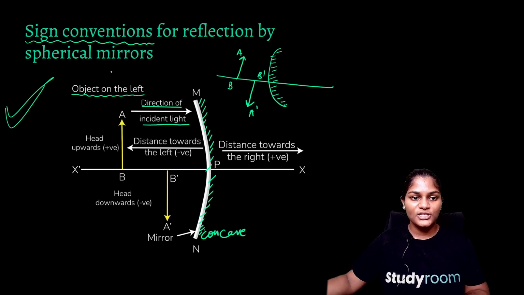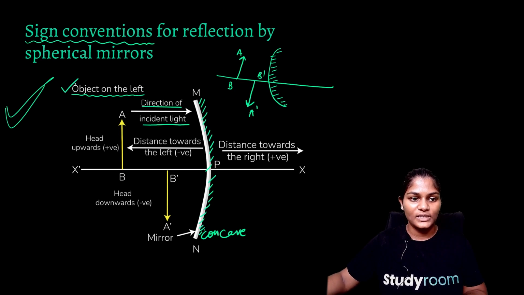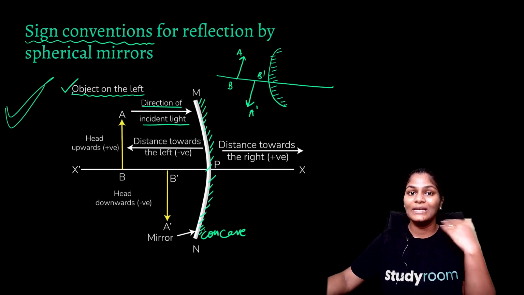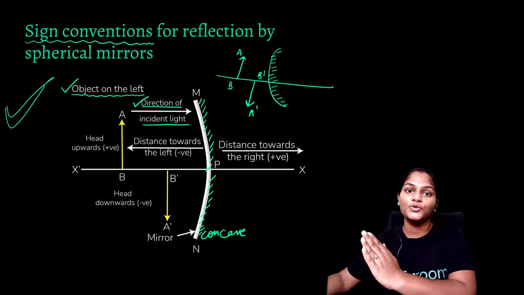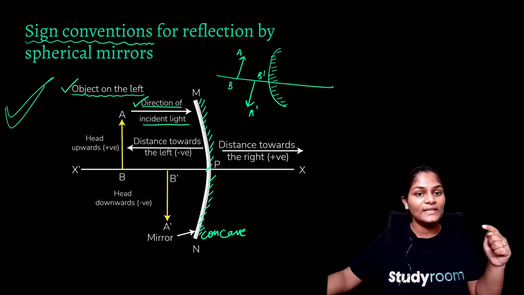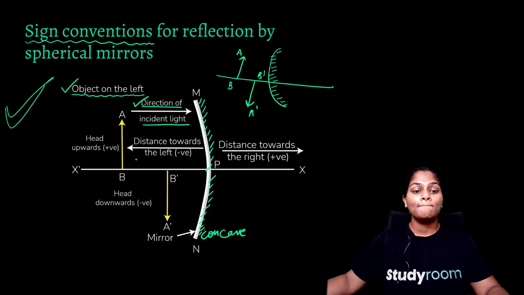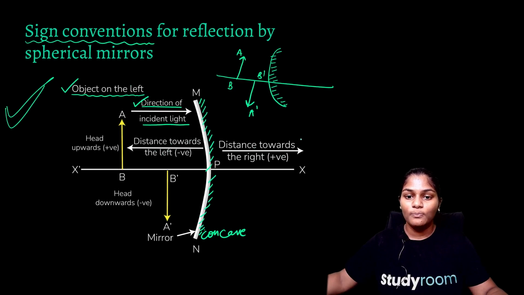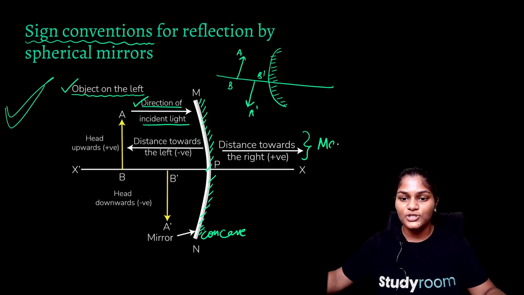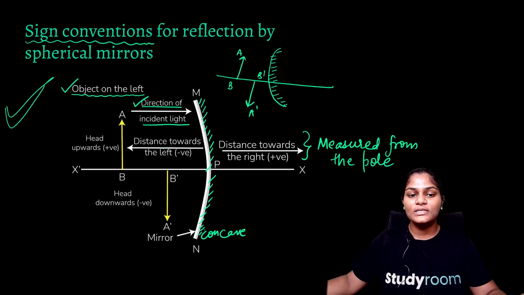Okay, so I'll just put a tick near whatever we have studied. Okay, object on the left we have understood because it is to the left side of the mirror. Direction of incident light, we know the light is falling from the object to the mirror, so it is going from left to right, and that is the direction the arrow shows also. Next thing is distance towards the left and distance towards the right. Now these two distances are measured from the pole. Okay, so these distances that we are saying towards left or towards right are from the pole.